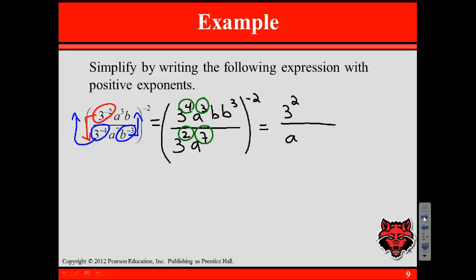Again, we take the largest exponent minus the smallest exponent. 7 minus 3 is 4. So we're left with a to the 4th in the denominator.